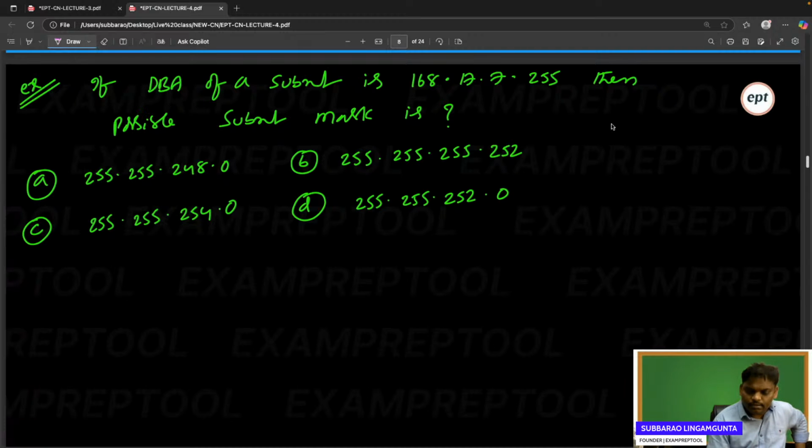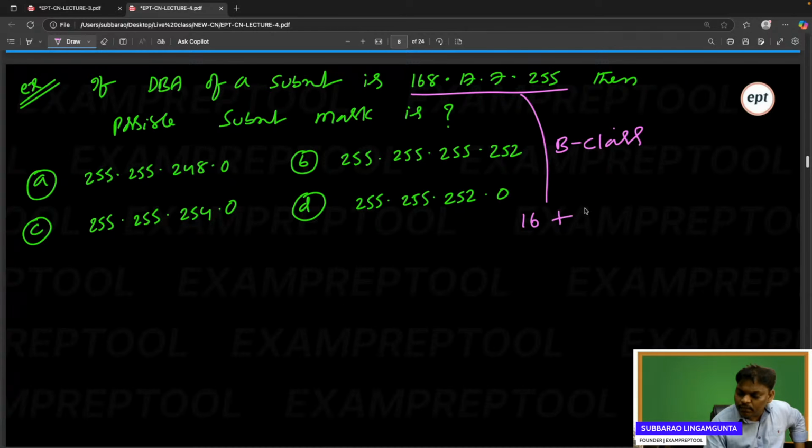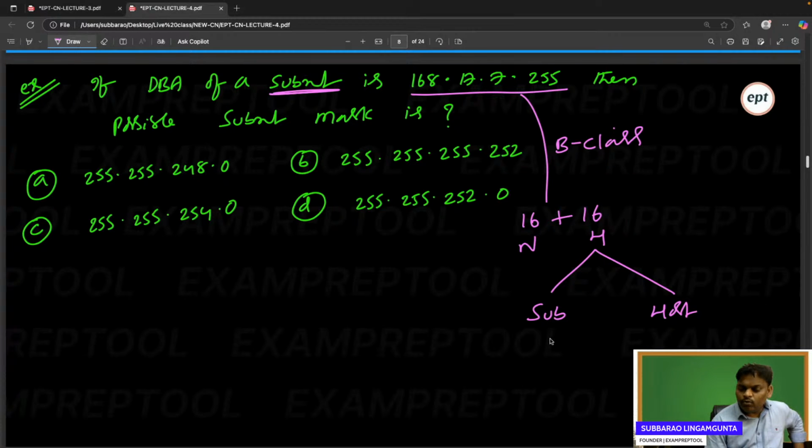Let's check here. Remember, it is a class B. B class means 16 plus 16, network plus host. Because of it, the subnetting: this will be divided further into subnet and host. But remember the 16 bits are subnet and host.